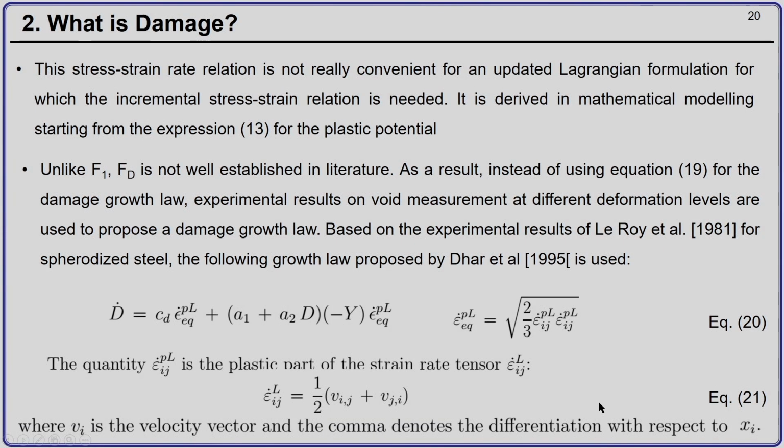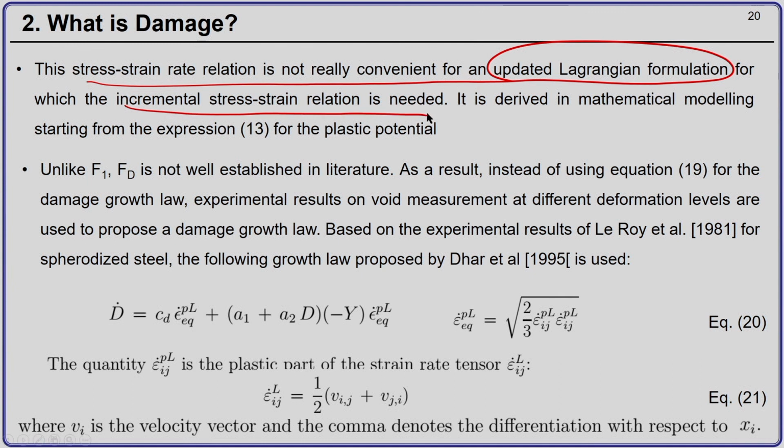Now, this stress strain relation is not convenient for the updated Lagrangian formulation, and we will see what is meant by this, for which the incremental stress strain relation is needed. So, it is derived in mathematical modeling starting with the expression 13 for the plastic potential. Now, F1 is well established in the literature, however, FD is not well established in the literature. So, some people have suggested the form of FD.